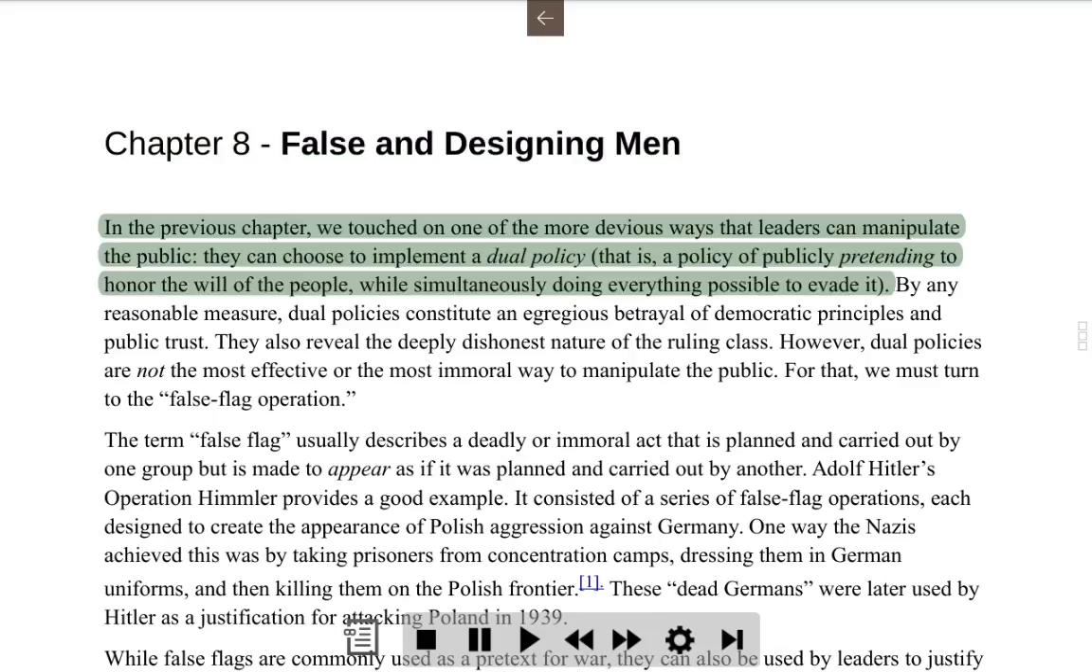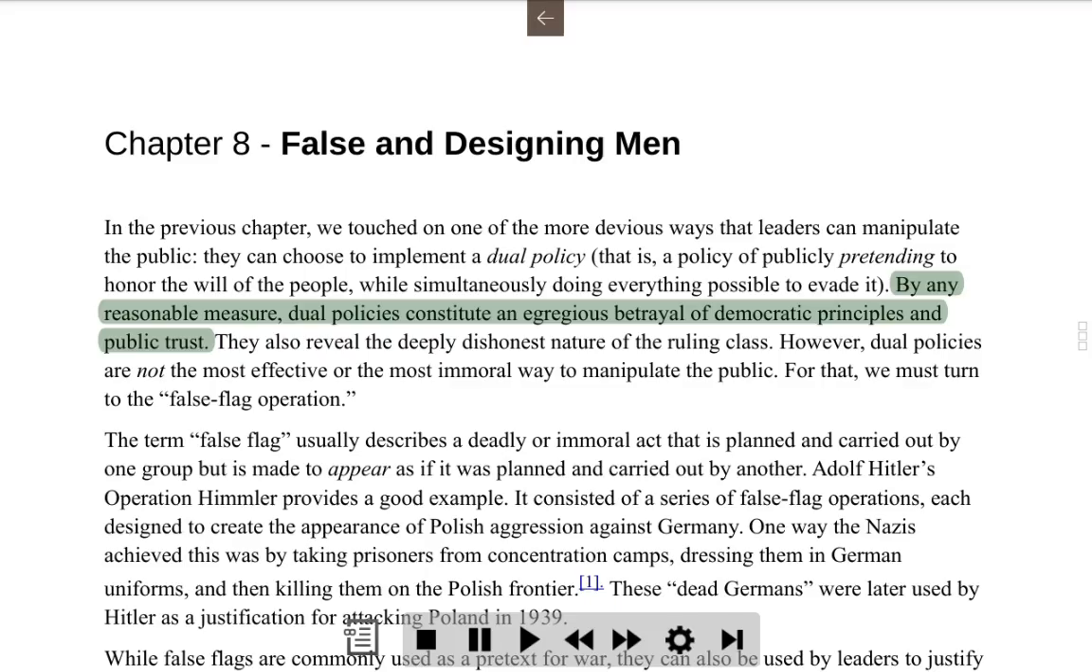In the previous chapter, we touched on one of the more devious ways that leaders can manipulate the public. They can choose to implement a dual policy, that is, a policy of publicly pretending to honor the will of the people, while simultaneously doing everything possible to evade it, by any reasonable measure. Dual policies constitute an egregious betrayal of democratic principles and public trust. They also reveal the deeply dishonest nature of the ruling class.